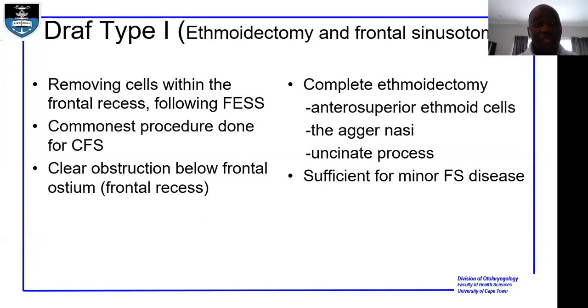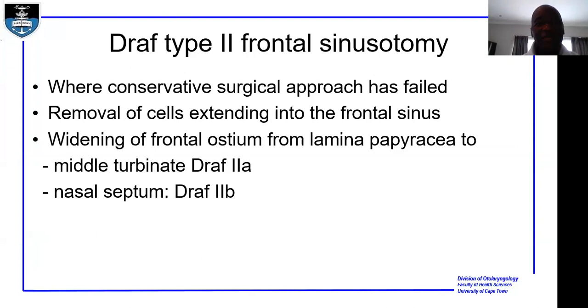A Draf type 1 involves removing cells within the frontal recess following a surgical phase. It is the commonest procedure done for chronic frontal sinusitis. It clears the obstruction below the frontal ostium. One has to do a complete ethmoidectomy, remove the anterior superior ethmoid cells, the agger nasi cell, and the uncinate process, and it is sufficient for minor frontal sinus disease.